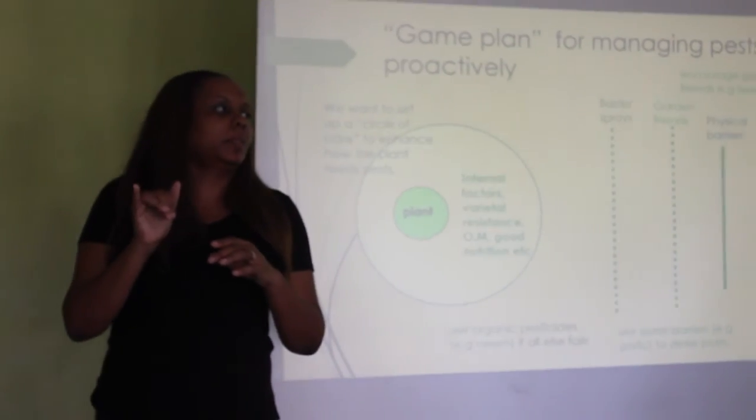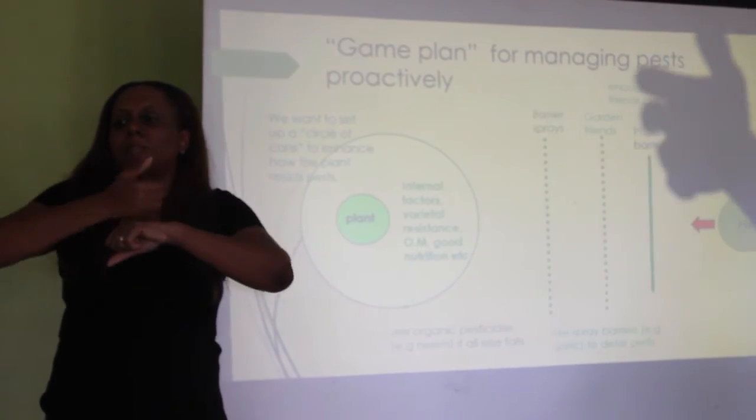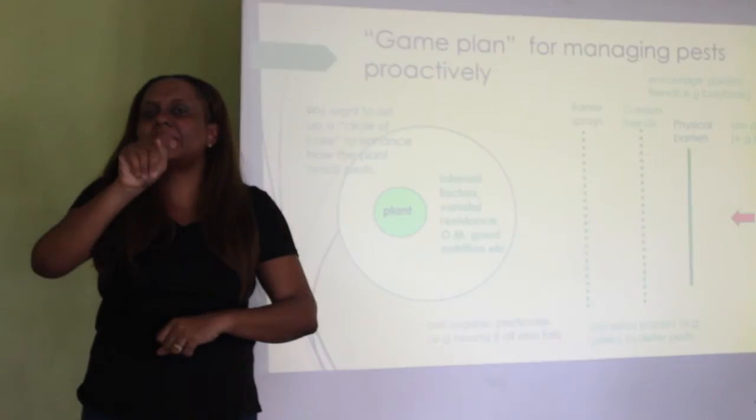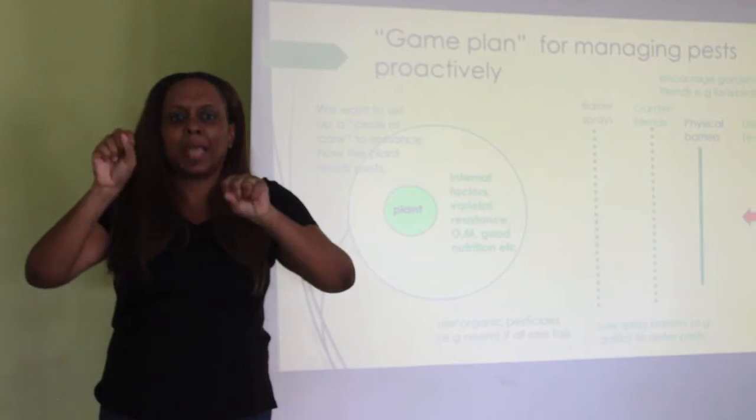And that is putting up a netting. It could be an insect netting. It could even be what we call the black shades. You just want to reduce the pests from coming in.